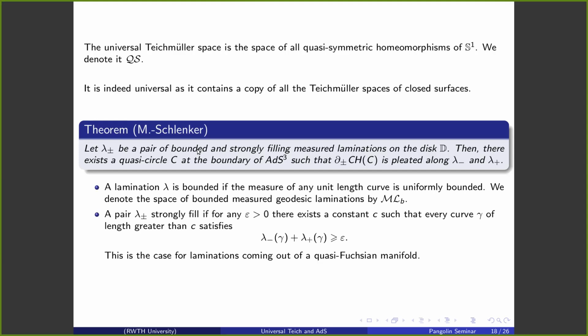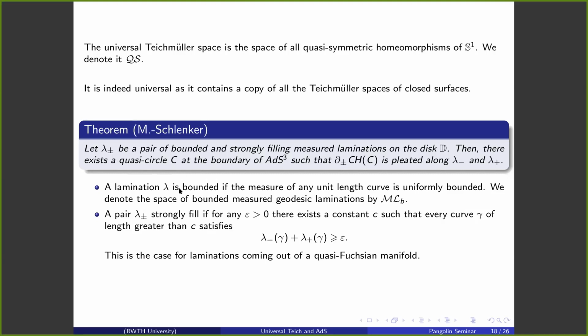Bounded just means that if you take a curve of bounded length, it will have a measure given by any of the two laminations, which is also bounded. Which is natural, right? Because you don't want to bend the surfaces too much. Well, actually, I will explain what happens if you bend too much. But as we will see, the object that we get is not going to be a quasi-circle anymore if the lamination is unbounded.